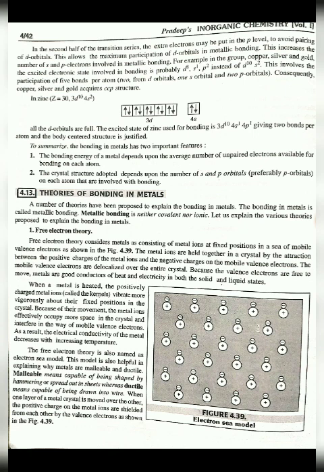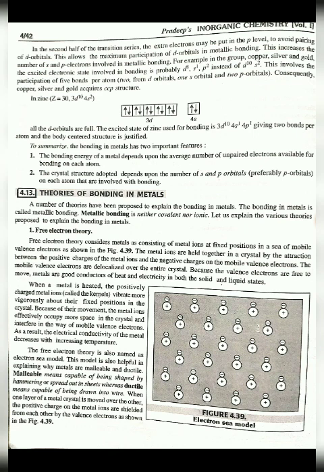First, free electron theory. Free electron theory considers metals as consisting of metal ions at fixed positions in a sea of mobile valence electrons as shown in figure 4.39. The metal ions are held together in a crystal by the attraction between the positive charges of the metal ions and the negative charges on the mobile valence electrons. The mobile valence electrons are delocalized over the entire crystal. Because the valence electrons are free to move, metals are good conductors of heat and electricity in both the solid and liquid state.